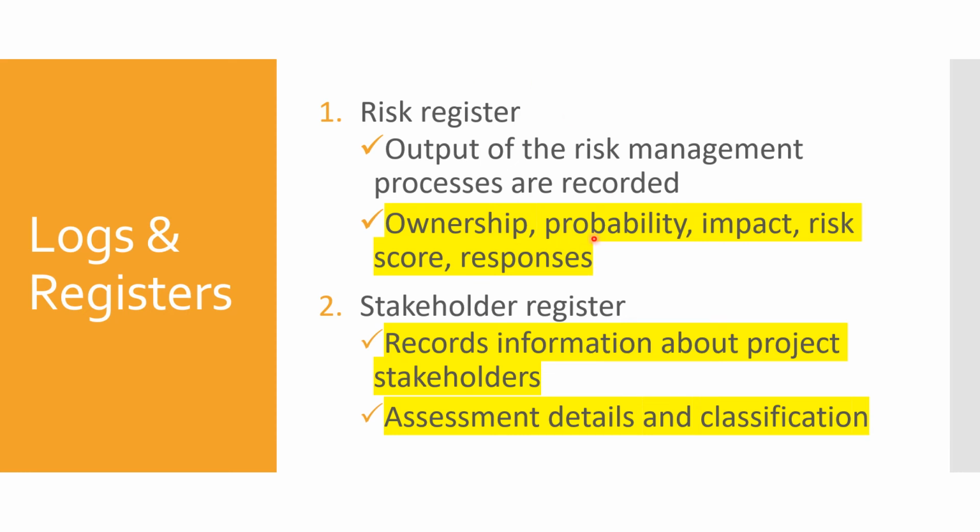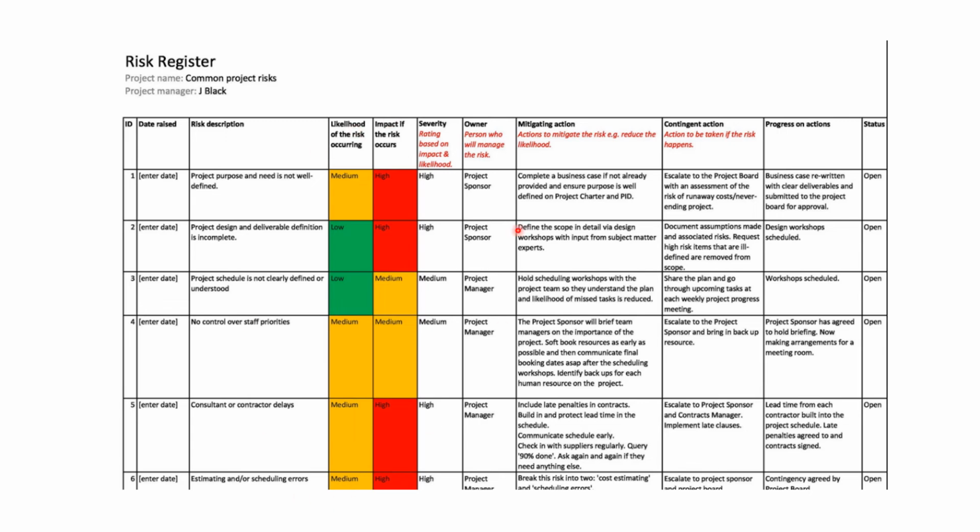That is also captured. Then the stakeholder register. The stakeholder register records information about the project stakeholders and their power and influence, and it talks about the assessment details about the stakeholder and the classification of it. What kind of communication you want to have, how do you want to communicate, what is the interest of the stakeholder, what is the reporting expected from that person, and so on.